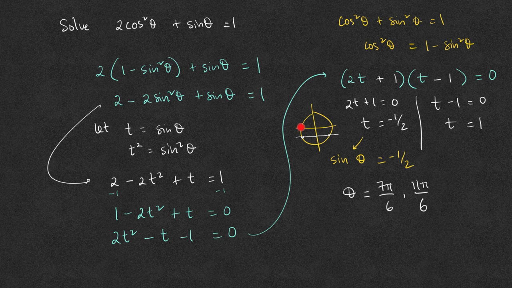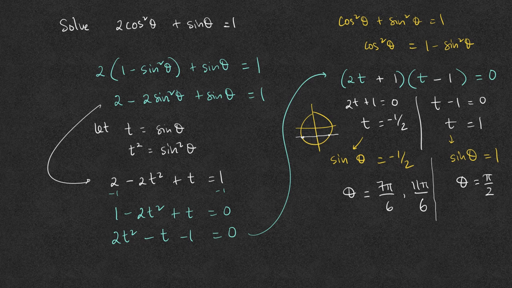This is 6 pi over 6, another pi over 6 is 7 pi over 6. 2 pi is 12 pi over 6, but we have not reached 2 pi yet. We're only 1 pi over 6 away, so that is 11 pi over 6. When t equals 1, we replace the t with sine of theta and set it equal to 1. But sine of theta equals 1 only when theta equals pi over 2.